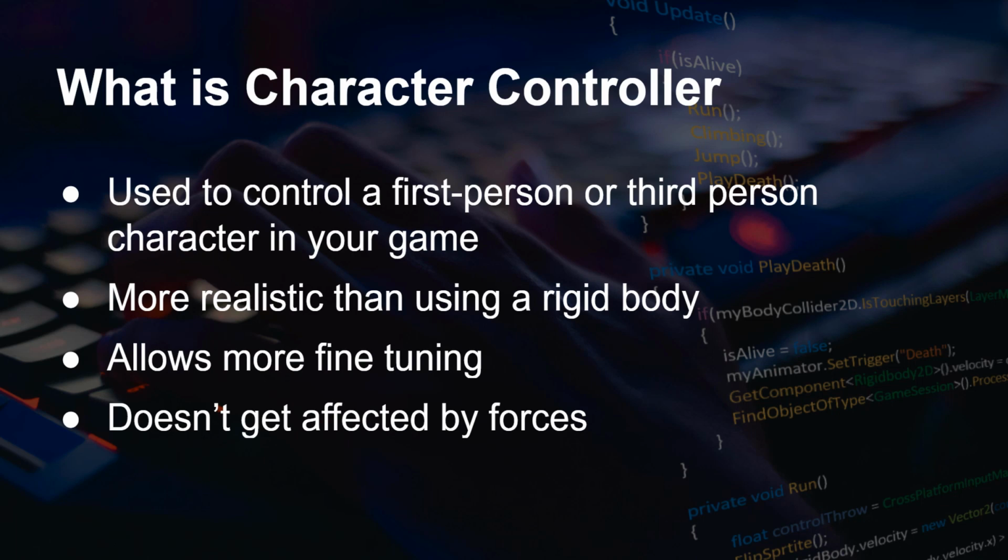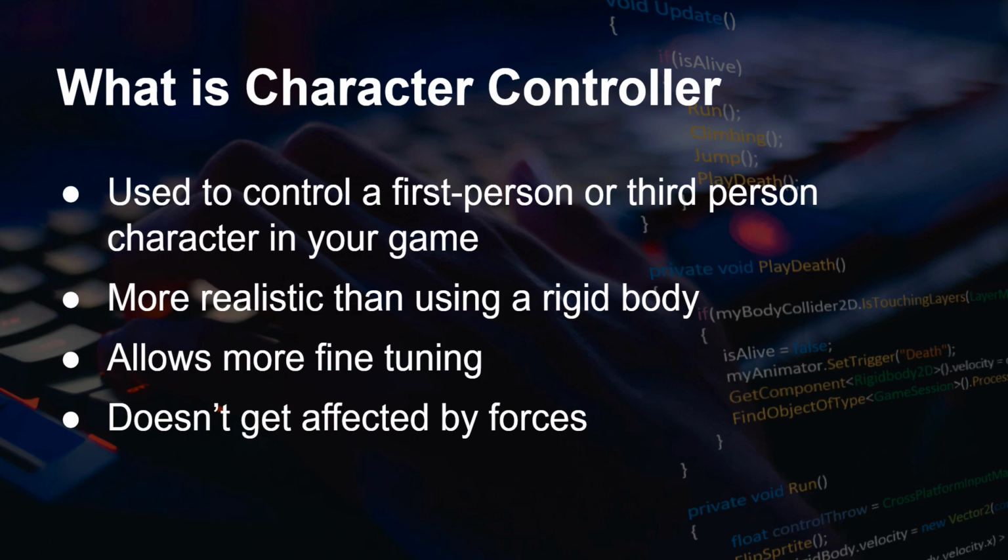A rigid body, when added to a game object, makes that game object susceptible to the physics around it. So forces and different things will affect it. We don't want to have that on our player. Despite what you might think, whenever you play a game, the player doesn't actually get affected by the forces around it, except for ones that we want to affect the player. So this is the whole point of the character controller.